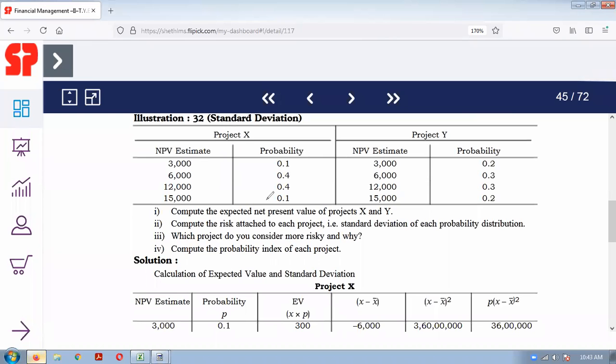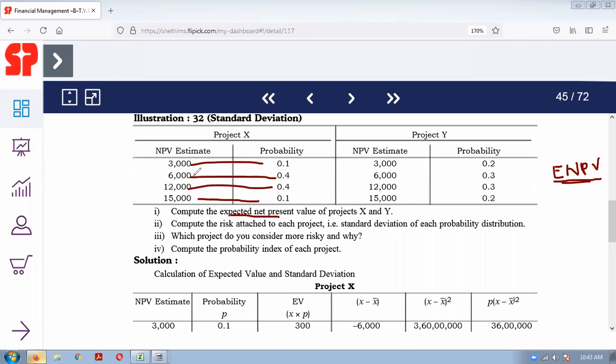See, first question is what? Compute the expected net present value. Very simple. How we will calculate the expected net present value? NPV estimate is given. Just multiply with the probability value and add that value. You will get the expected NPV, which is called as ENPV. Just multiply the NPV estimate with the corresponding probability value and add that value. You will get the estimated or expected NPV.